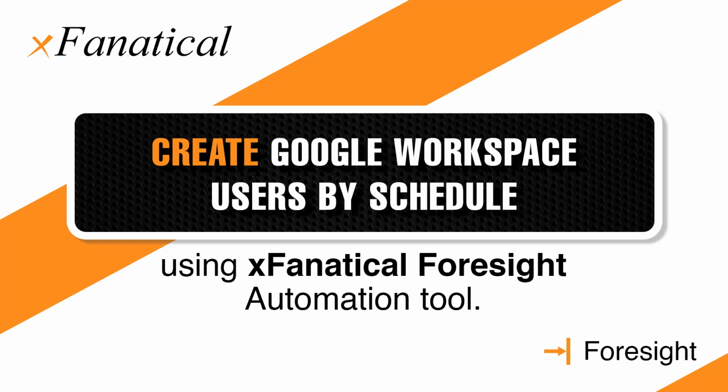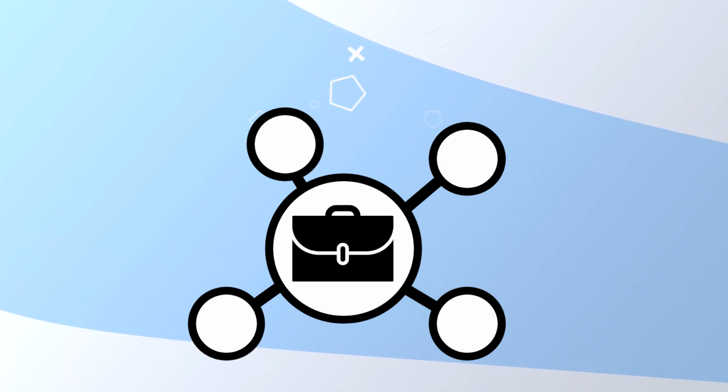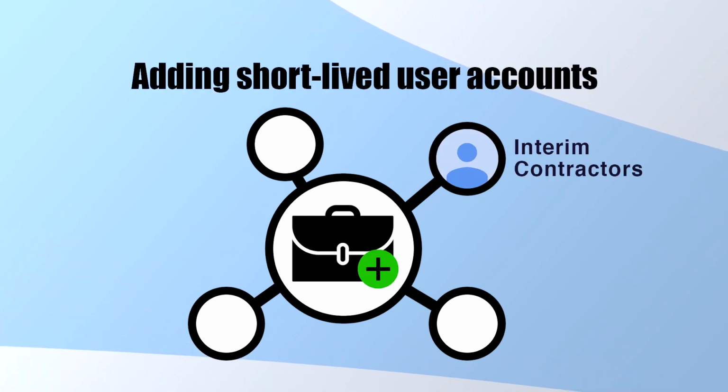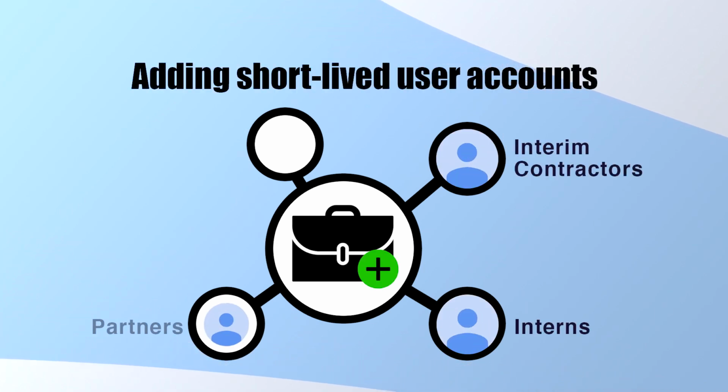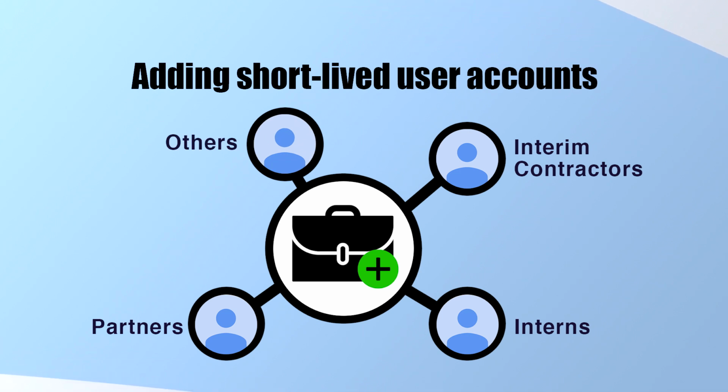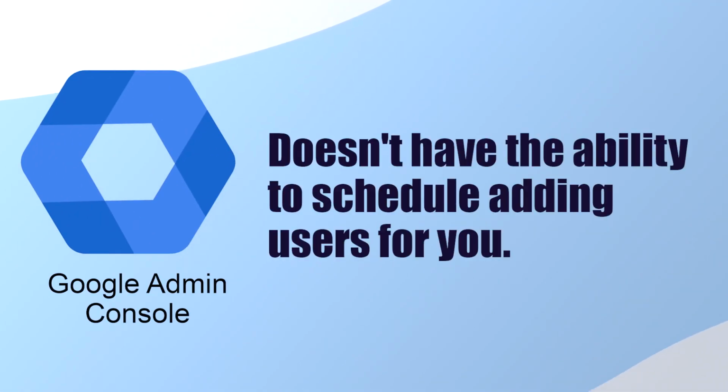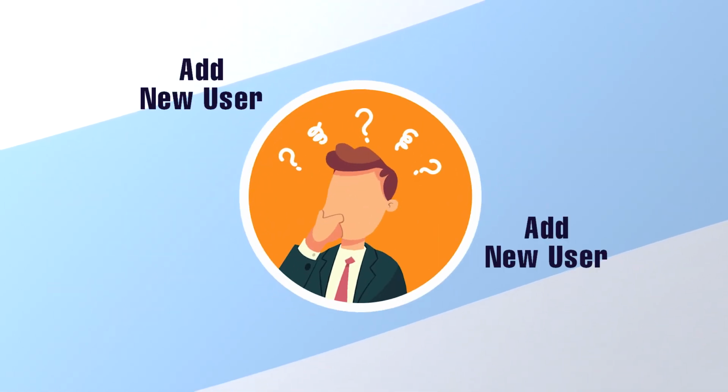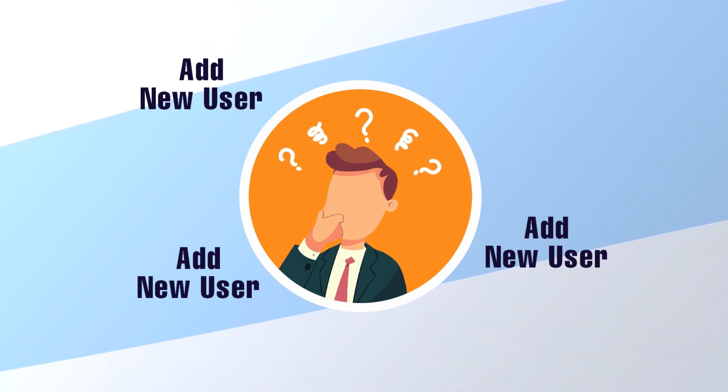In this short video, I will demonstrate how to create Google Workspace Users by schedule using Fanatical Foresight Automation Tool. In certain business cases, your company will add some short-lived user accounts for interim contractors, interns, or partners at the beginning of next month. Google Admin Console doesn't have the ability to schedule adding users for you. You have to manually create a reminder to alert the future version of you to add these accounts.